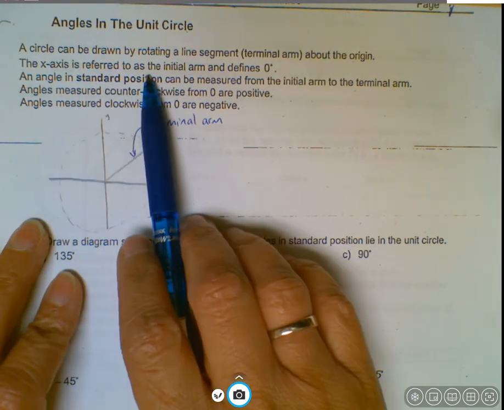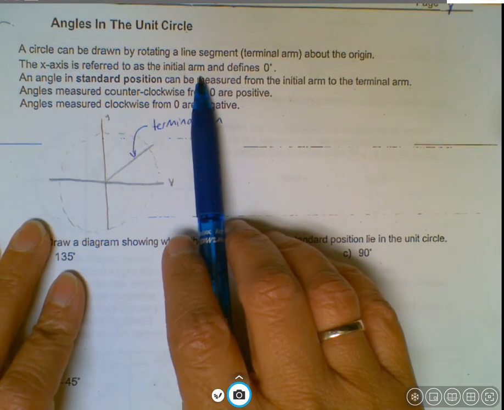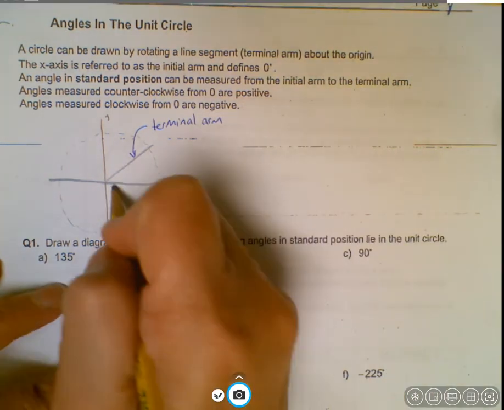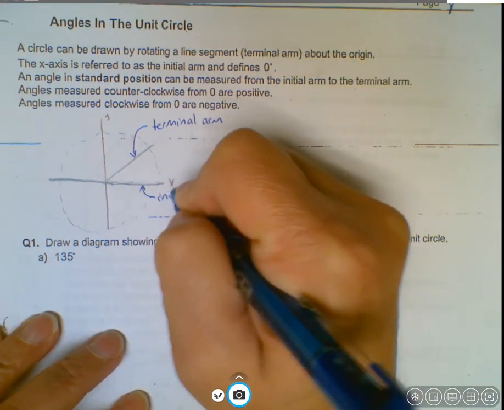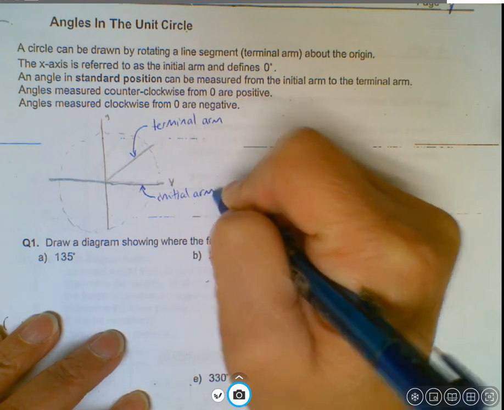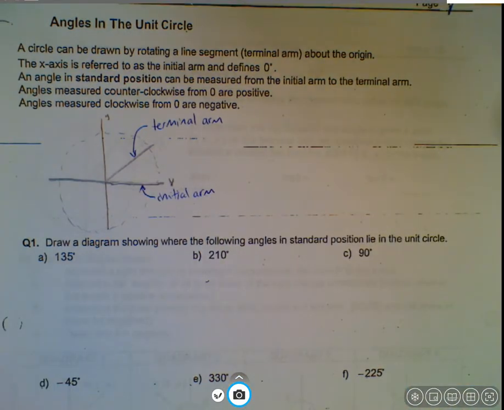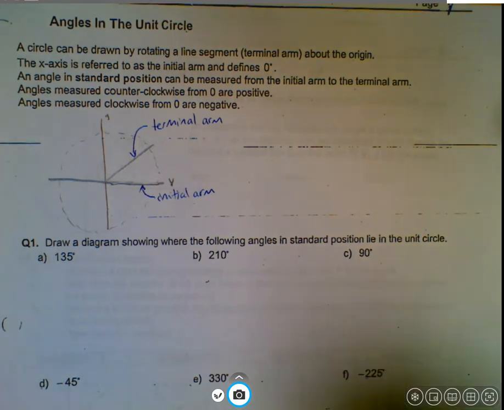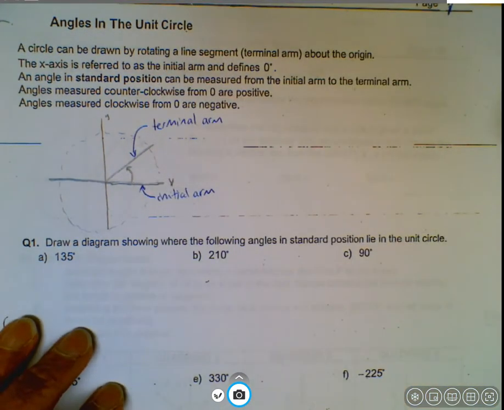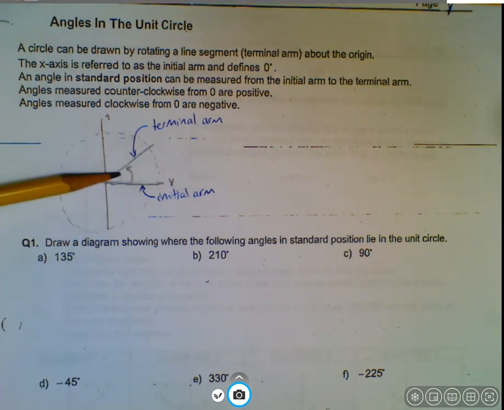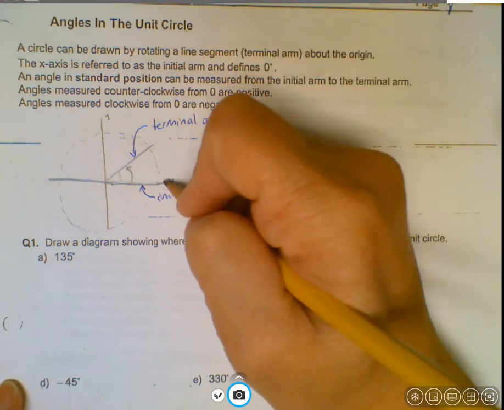Okay, the x-axis is referred to as the initial arm and defines 0 degrees. So this part of the x-axis right there is called the initial arm. If you think about initial and terminal, initial means where you start, terminal means where you end, like to terminate, is where you end. And the angle is measured in here. So if this was 45 degrees, then inside here would be 45 degrees. But what we're going to do is always measure the angle from this positive x-axis.